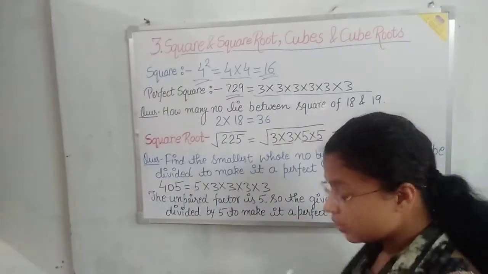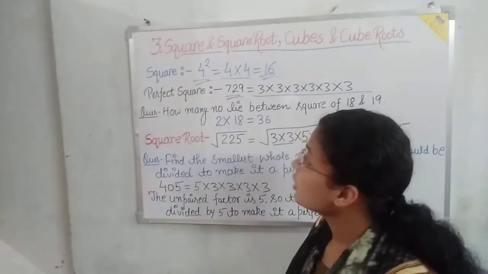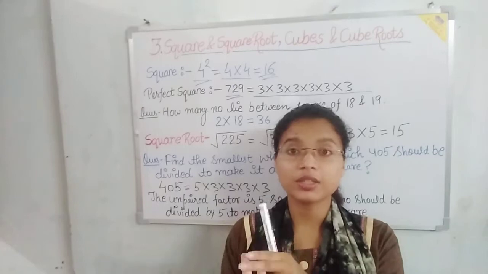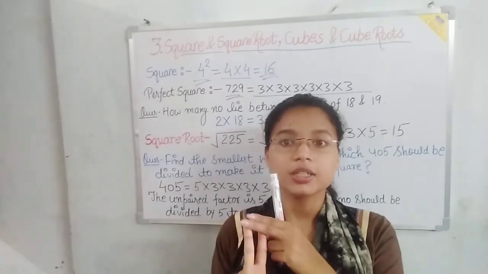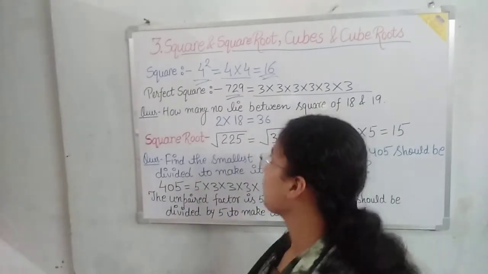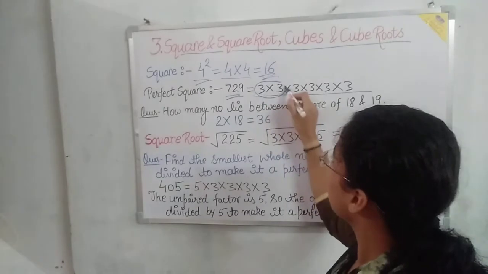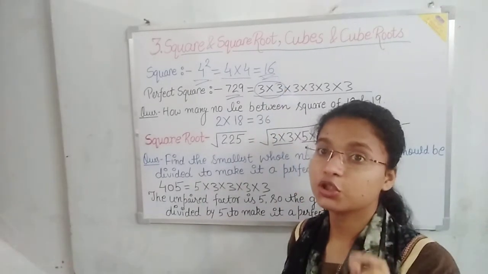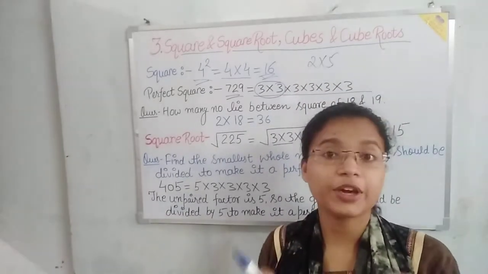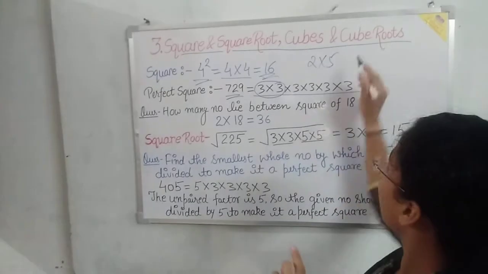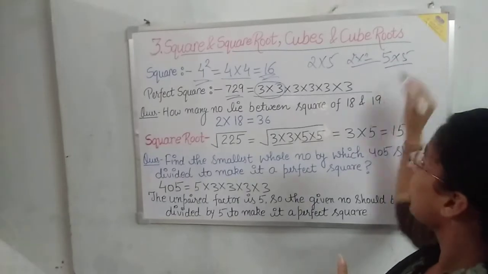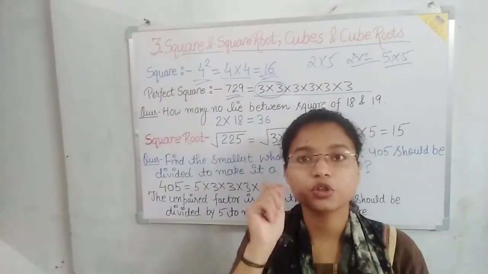Now start making the pairs. For the square, you have to make pairs of 2 digits. Start making the pairs. Suppose this is one pair, and in each pair the digits should be the same. Remember this, you cannot make a pair of 2 into 5. 2 into 5 cannot make a pair. You can make a pair only of 2 into 2, or 5 into 5. In each pair the number should be the same.